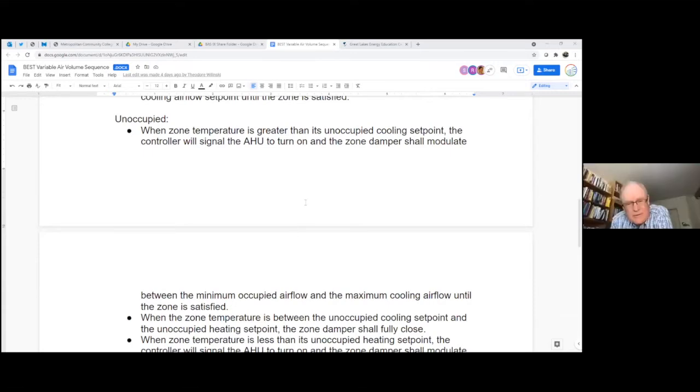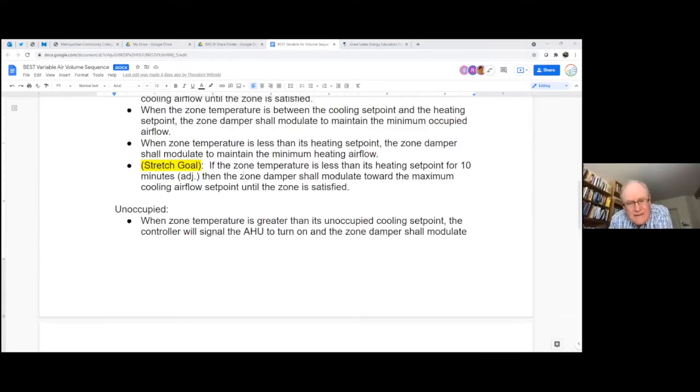All right. What was that stretch goal, Robert? Oh, the stretch goal is after 10 minutes, if the heating call is not satisfied, then instead of just staying at that minimum heating set point, we start to modulate our airflow to increase the amount of BTUs we're dumping into the space, until we get satisfied. And then we go back to our satisfied mode and return to our minimum requirements.